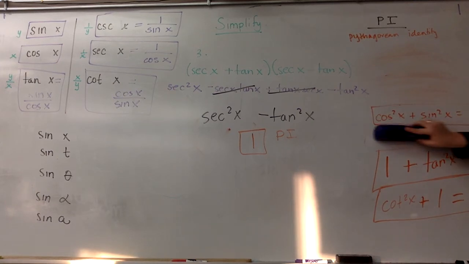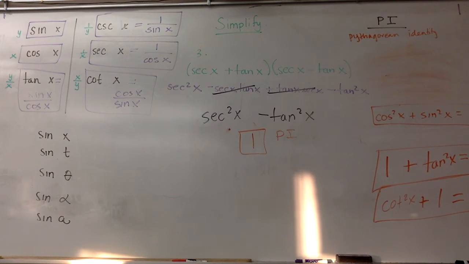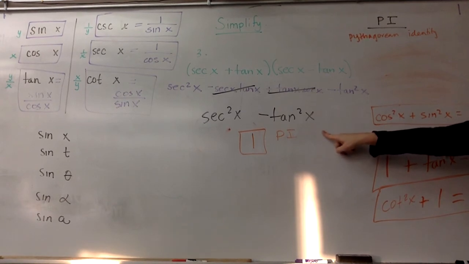All right, I'm going to erase this black. Go ahead. You got it? Okay, so the work I have over here to the far right says secant squared x minus tangent squared x equals 1. That's what the substitution is here to get 1.